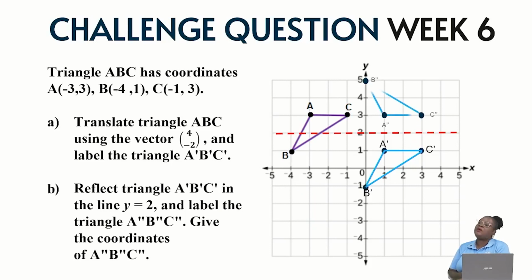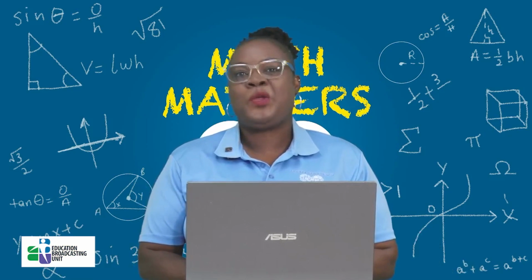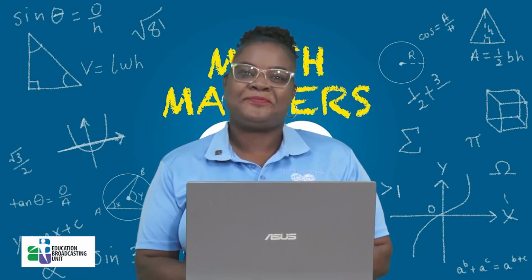Here we have reflected our image, A double prime, B double prime, C double prime. A double prime coordinates are (1, 3), B (0, 5), and C (3, 3). Here we have completed the question. I'm sure you got that same answer. Let's take a quick break. We'll be right back.